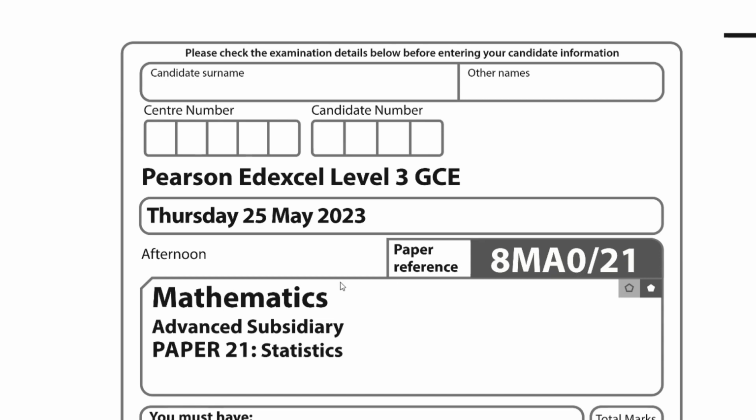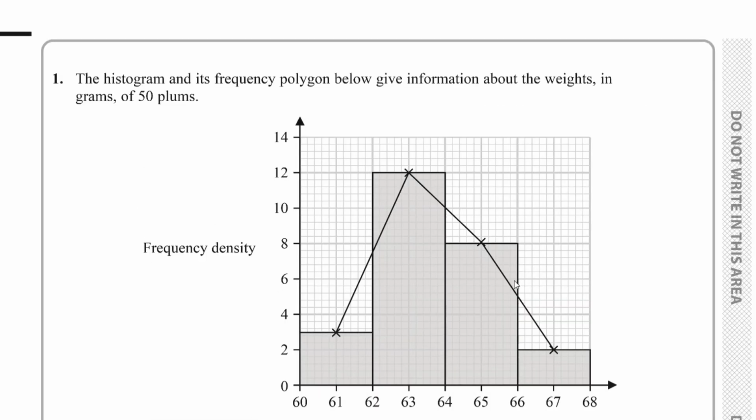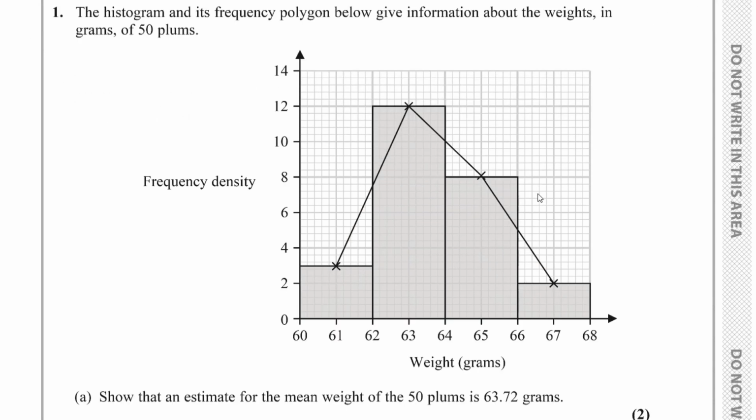This is the Edexcel AS Level Maths Paper 2 from the 2023 series, and this paper covers the Statistics module. Question number 1. The histogram and its frequency polygon below give information about the weights in grams of 50 plums. And that histogram is shown here.